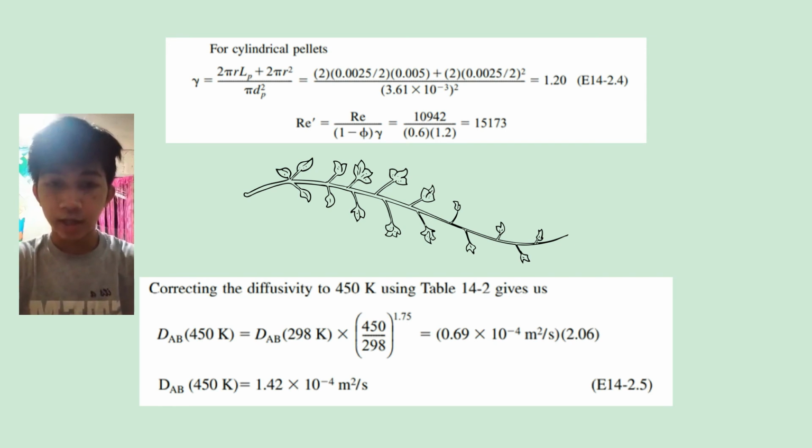For cylindrical pellets, the shape factor is equal to 2 pi times R times LP plus 2 pi times R squared, all to be divided by pi times the particle diameter squared. The Reynolds number prime is just the Reynolds number divided by the quantity 1 minus void fraction times the shape factor. By correcting the diffusivity to 450K using Table 14-2, we get 1.42 times 10 to the -4 meters squared per second.